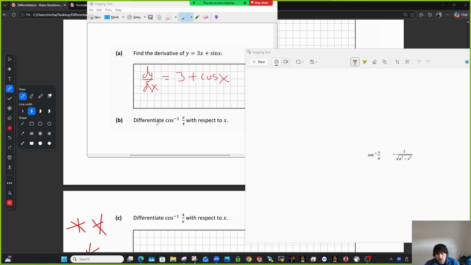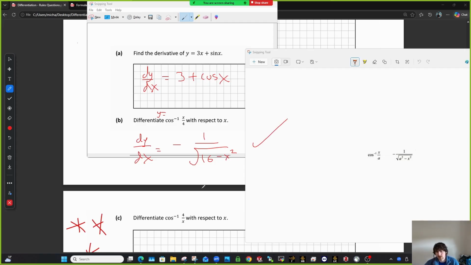So the differential of this, again, we'll call it y. All of this is equal to y. So then dy dx is literally just follow this here because a is 4. So then this is equal to minus 1 over the square root of 16 take away x squared. Putting 4 in for a, and you get your full marks there.